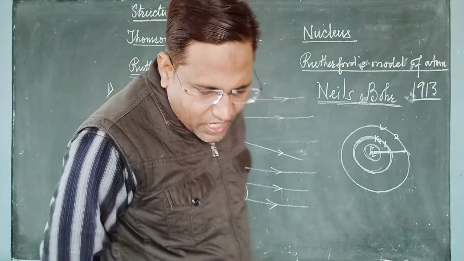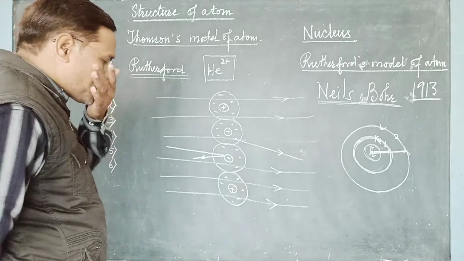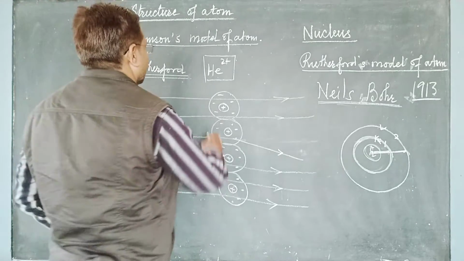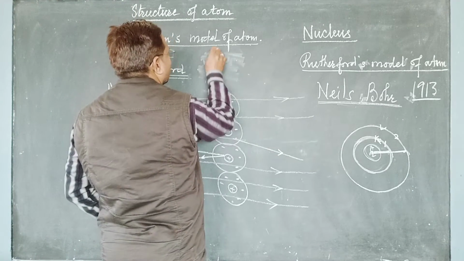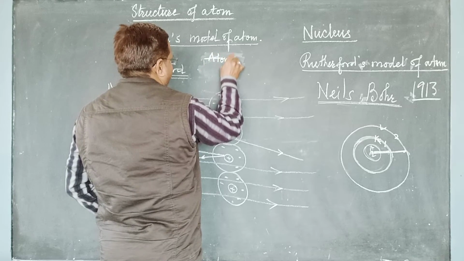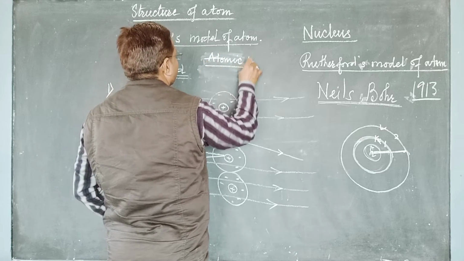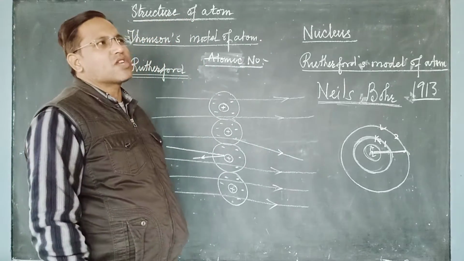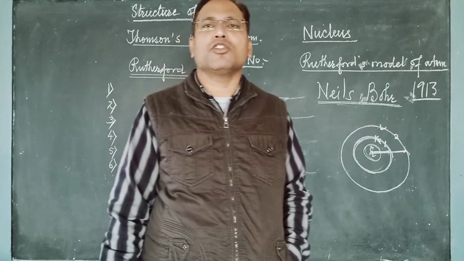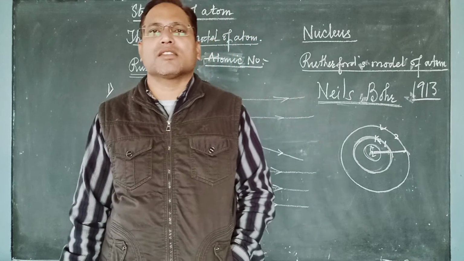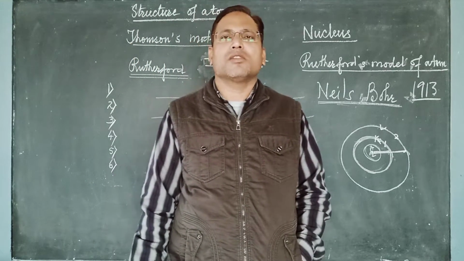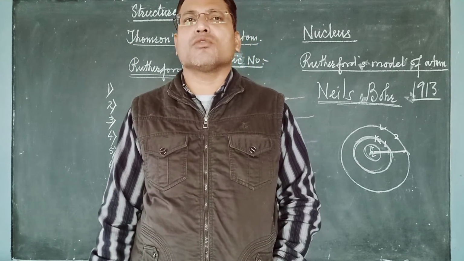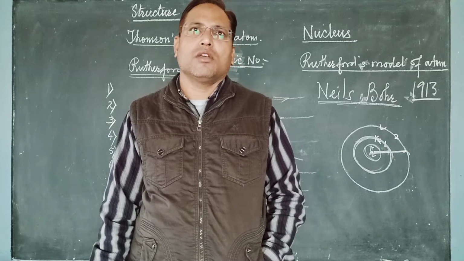Next topic is our atomic number. What is atomic number? In a neutral atom, atomic number means number of electrons or number of protons.